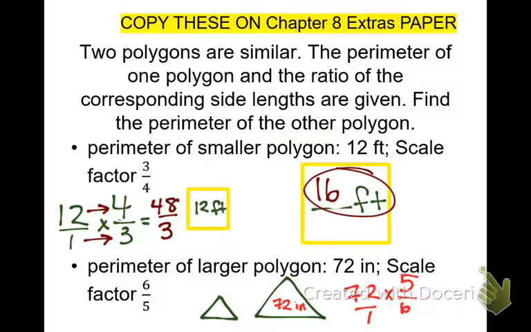Put 72 over 1. Multiply straight across. 72 times 5 is 360. Divided by 6, that makes 60. Which is the answer. 60 inches.